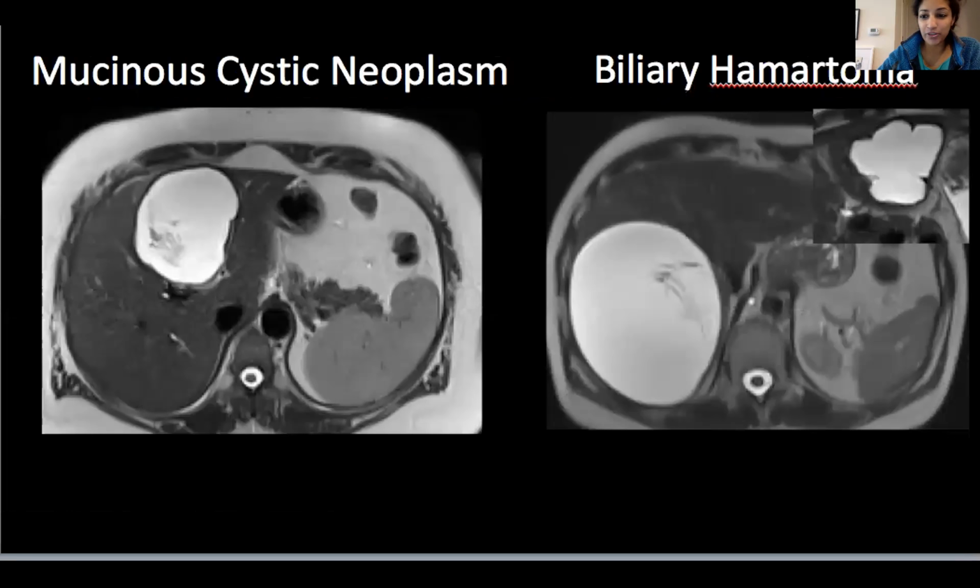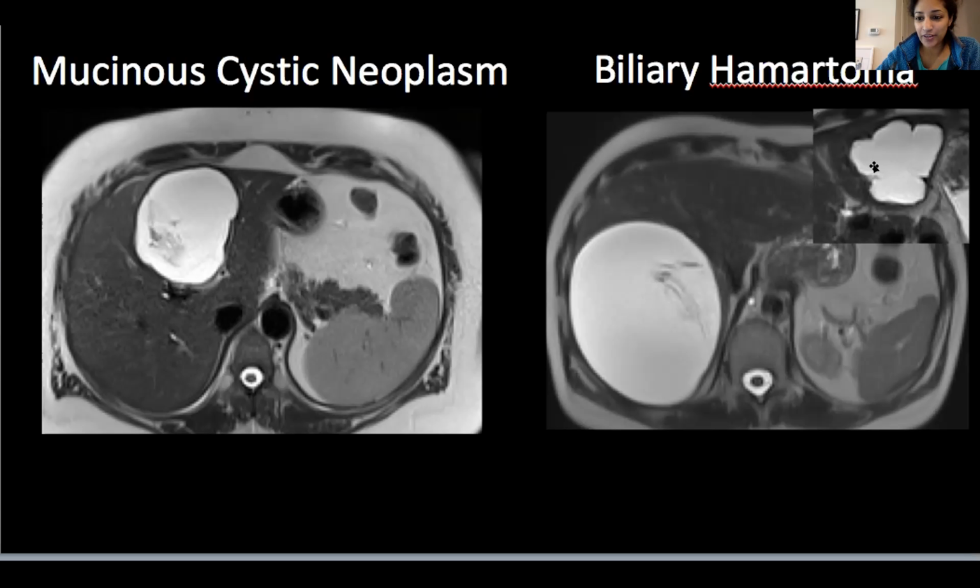And then here were a couple of trickier cases. So this one looked like maybe a hamartoma, but it had that nice capsule to it. It was in segment 4 of the liver. This was resected and was an MCN. This one I thought looked very similar, but was also resected and was a biliary hamartoma. The clue here might have been that this was a male and that it was in the right lobe.